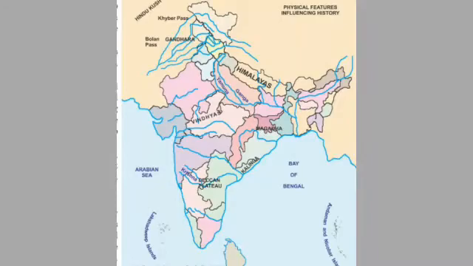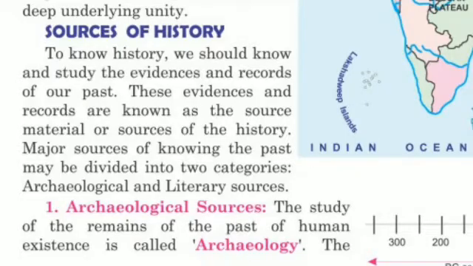To know history, we should know and study the evidence and records of our past. These evidence and records are known as the source material or sources of history. Students, we will divide them into two categories: archaeological source and literary source. Archaeological source. The study of the remains of the past of human existence is called archaeology.